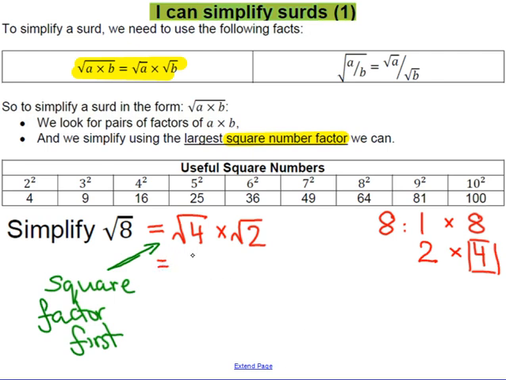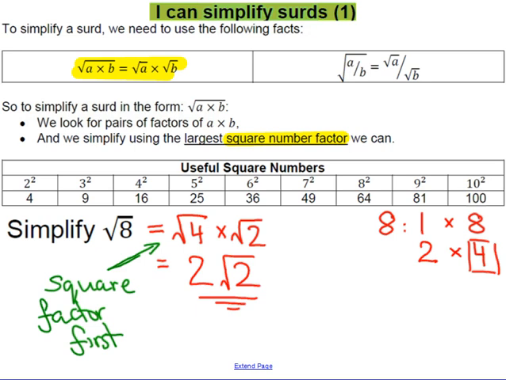So now, the square root of 4, well, if I know that 2 squared is 4, that means the square root of 4 must be 2. So that is 2 times the square root of 2, which cannot be simplified any further. So the square root of 8 simplifies down to 2 root 2.